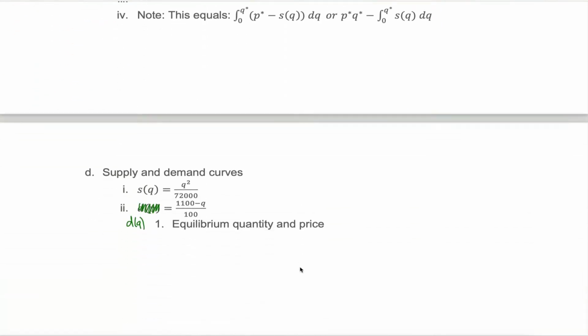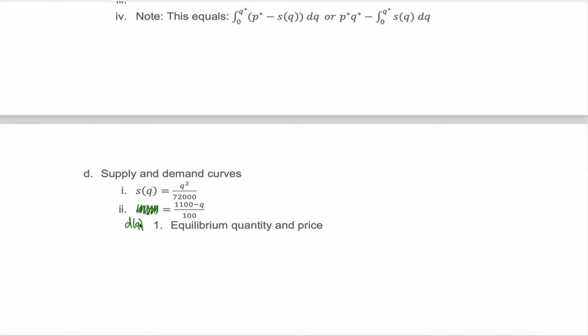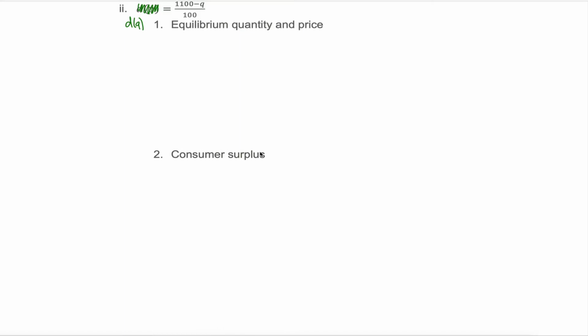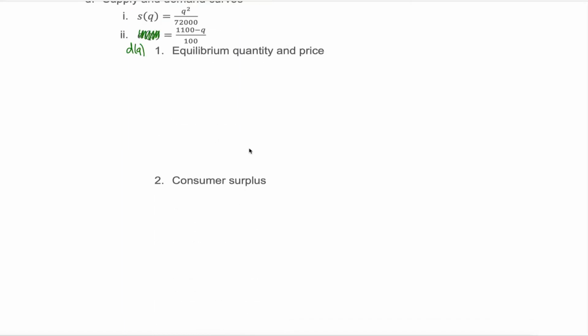So suppose we have equations for our supply curve and our demand curve. Note that both of them are functions of Q, the quantity. The supply as a function of quantity is Q squared over 72,000, and the demand as a function of quantity is (1100 minus Q) divided by 100. I don't think either of these are all that realistic for supply and demand curves, but it'll make the numbers work out pretty nicely. Suppose you want to figure out the consumer surplus and the producer surplus.